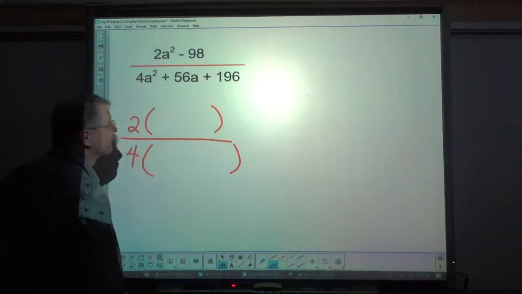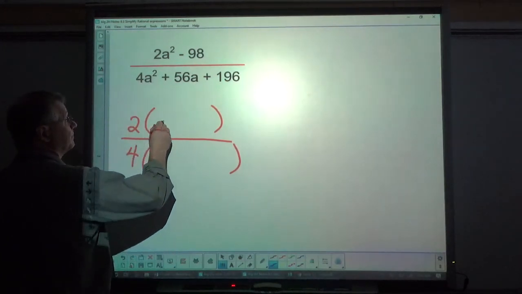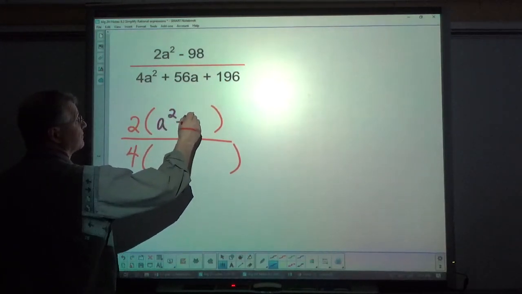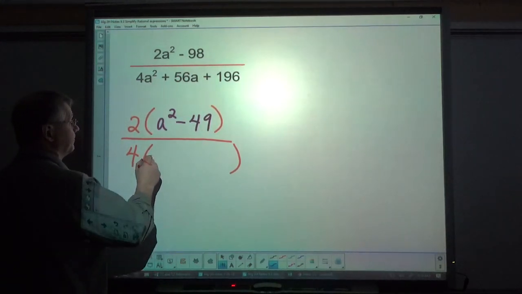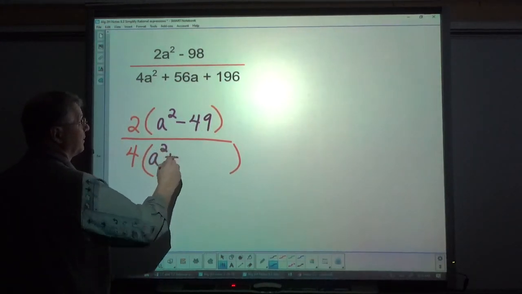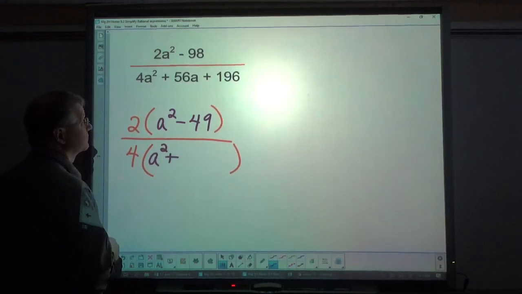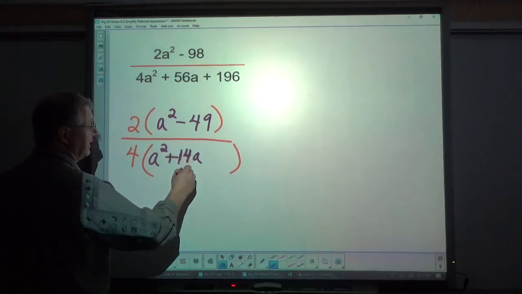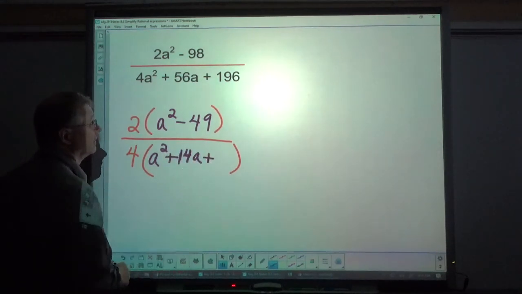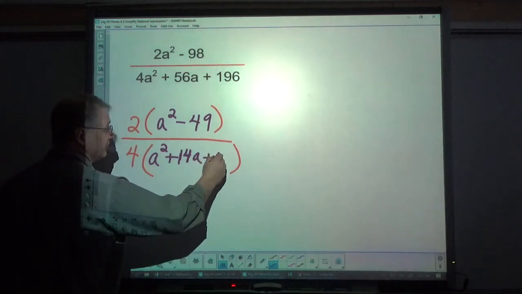Let's see what happens when we factor out a 2 on top. A squared minus 49. On bottom, a squared plus, let's see, 4 goes into 5 once, carry it, 4. So 14a, and likely 49, 49.